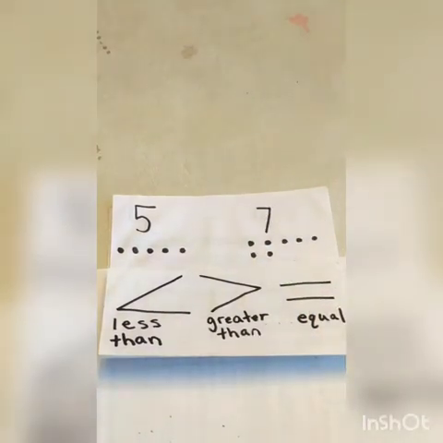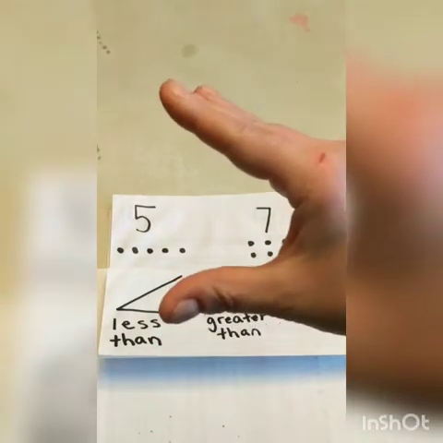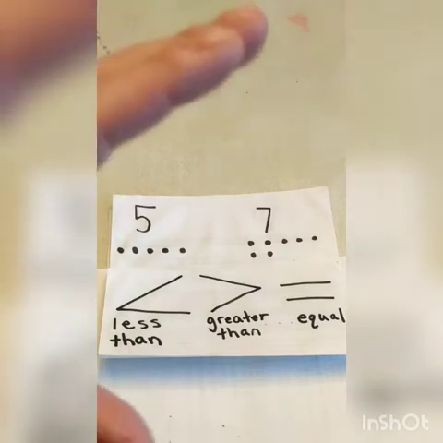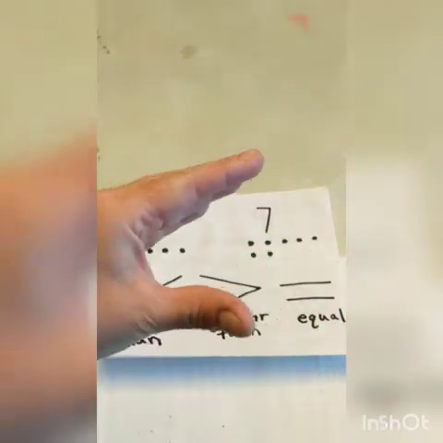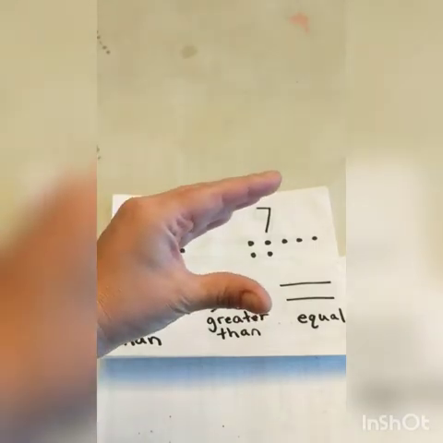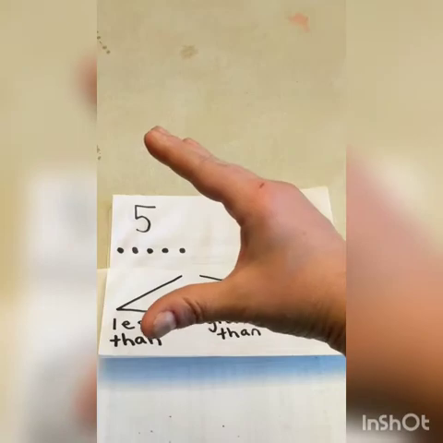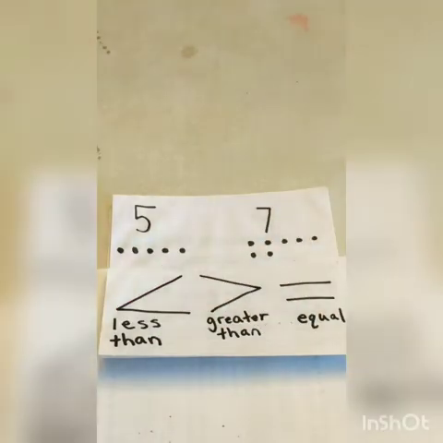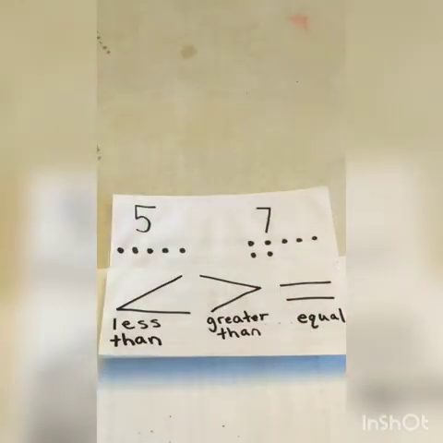You at home can show me with your hands. You can make the greater than symbol with your right hand, or you can make the less than symbol with your left hand, kind of like a mouth. So, is the bigger number the 7 or is the bigger number the 5? Show me, am I going to eat the 5 or am I going to eat the 7? Remember, these are your symbols down here.